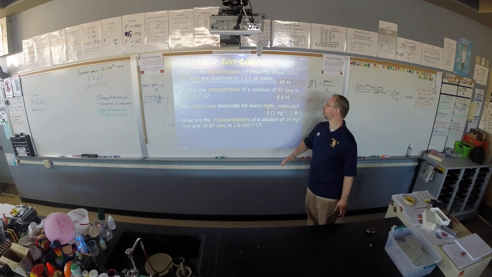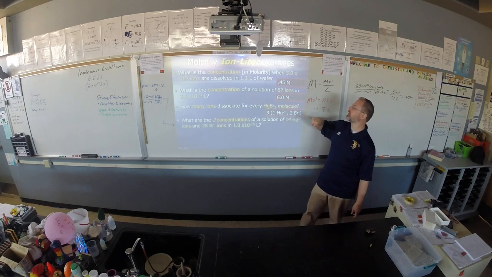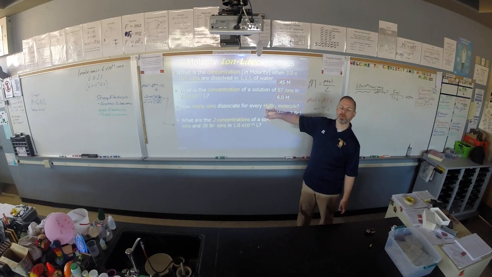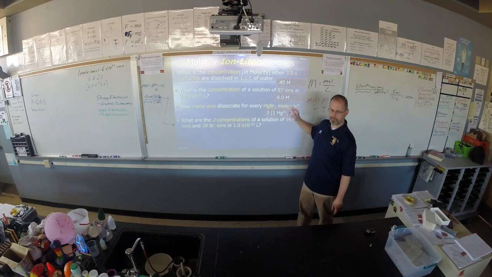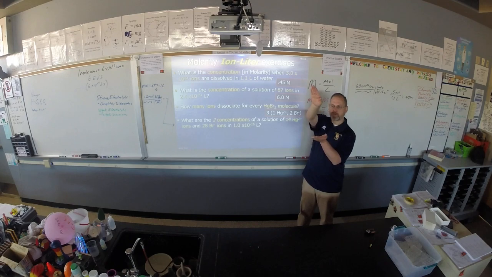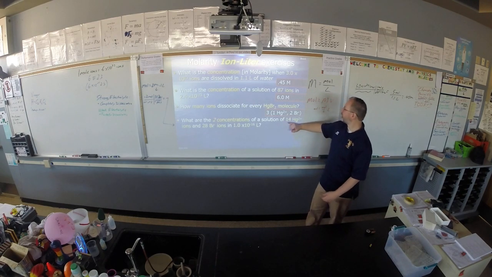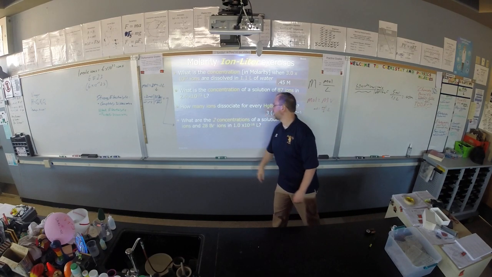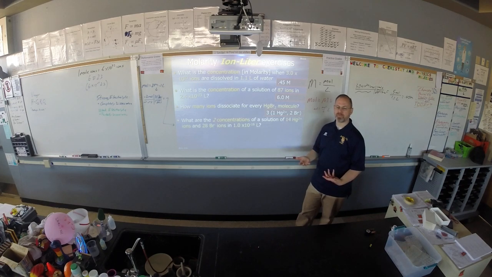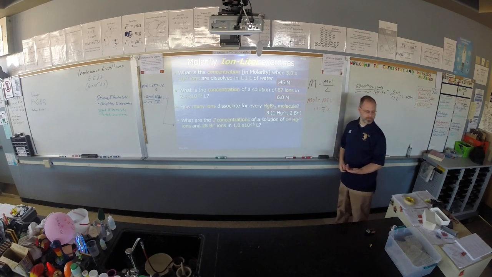No. So this exercise is basically saying, for every 1 mercury molecule, how many ions do you make? So every mercury bromide is going to break into 1 mercury and 2 bromines. And then, using that information, if you had 14 mercuries and 28 bromines, what are the 2 concentrations of their ions in that molecule?